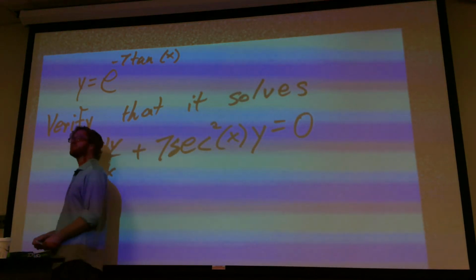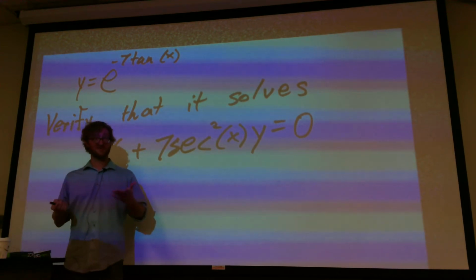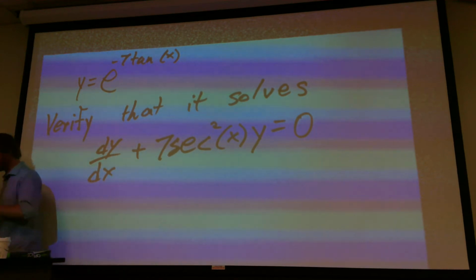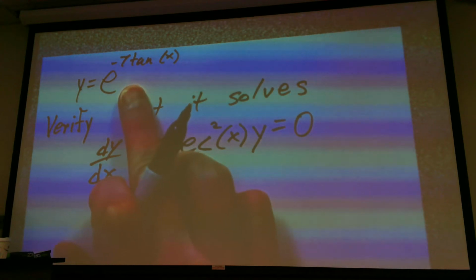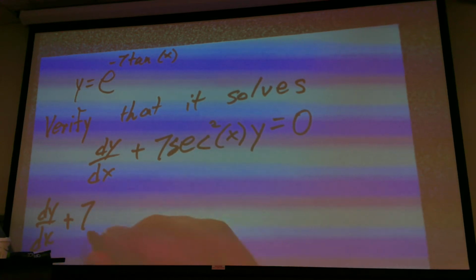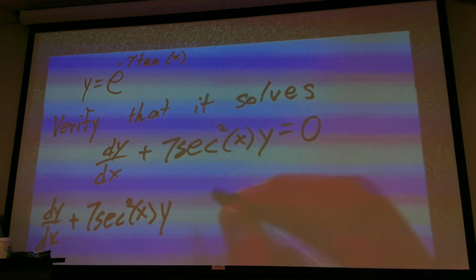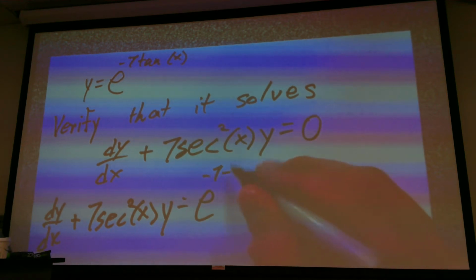Okay, so very first problem of the test is just me verifying that this is a solution to this differential equation right here. Okay, this problem's pretty straightforward. So if I took this function and I wanted to investigate dy/dx plus now 7 secant squared x multiplied by y, that would be e to the negative 7 tangent of x.